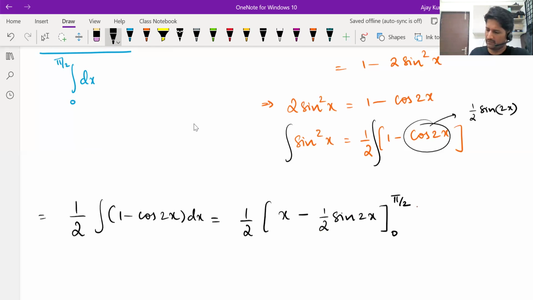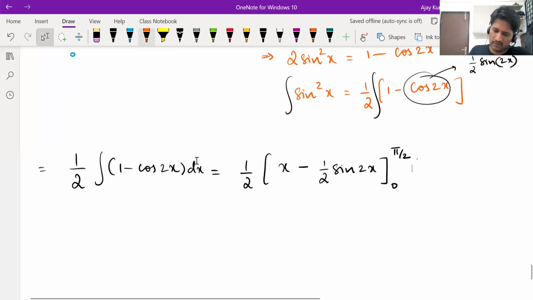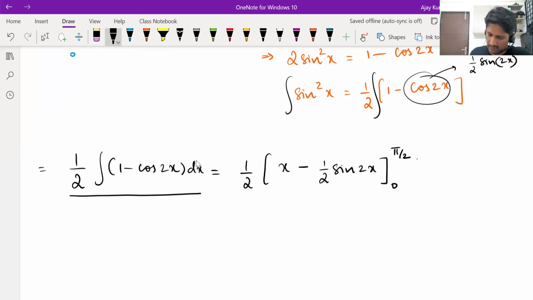Not pi, why did I give you pi by 2? Okay, no problem. You can do pi by 2, not an issue. That's the numerator. And divided by the interval. Interval is 0 to pi by 2, that becomes pi by 2. So divide the whole thing by pi by 2. Substitute the limits and tell me the answer quickly.